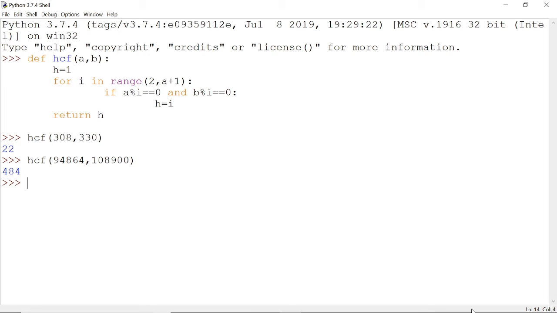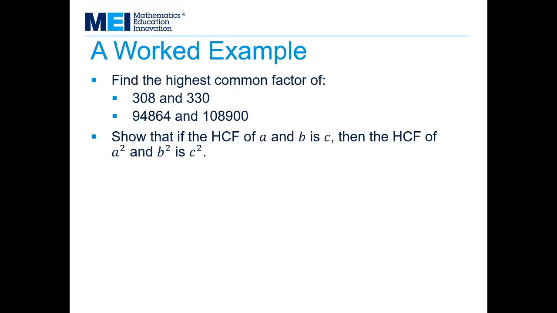Now I think 484 is 22 squared, but I can just use Python to quickly check that. 22 to the power 2 is indeed 484. So I found that it's true for the particular case that was given in the first part of the question, but I now need to show that if the highest common factor of A and B generally is C, then the highest common factor of A squared and B squared is C squared.